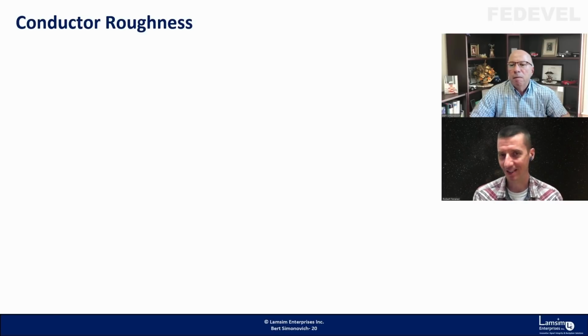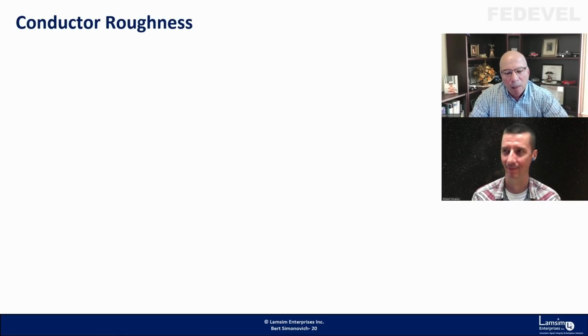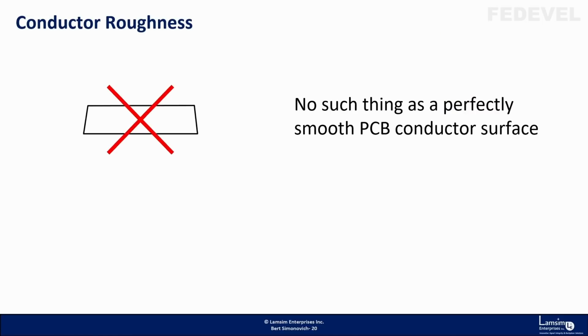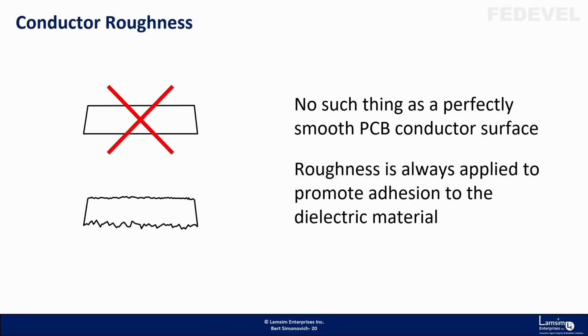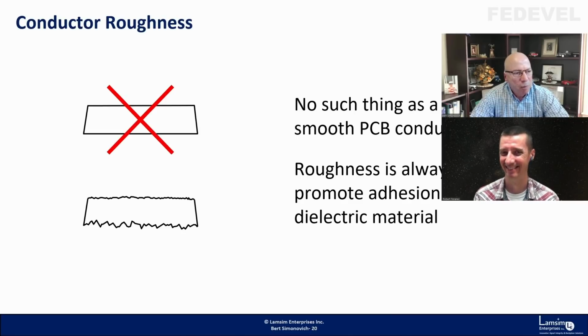But that's not the only material we use on PCBs, right? So this is the conductor roughness. For high speed, we have to be concerned about it. In the real world, there's no such thing as a perfectly smooth PCB conductor surface. We've always had roughness applied to promote adhesion to the dielectric material. So for years, the rougher the copper, the better it was for peel strength. But the higher speed you go, the rough copper starts to affect the loss of your channel as well.